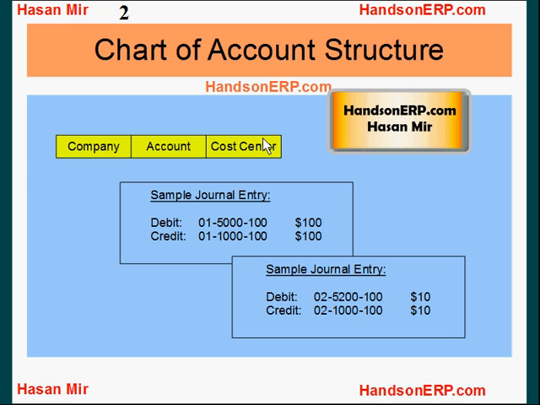Business events are taking place in a company. For example, a company is buying items, company is selling items, and so on. All these business events result in accounting entries. Either accounting entries are manually entered in the system or automatically generated by different modules.